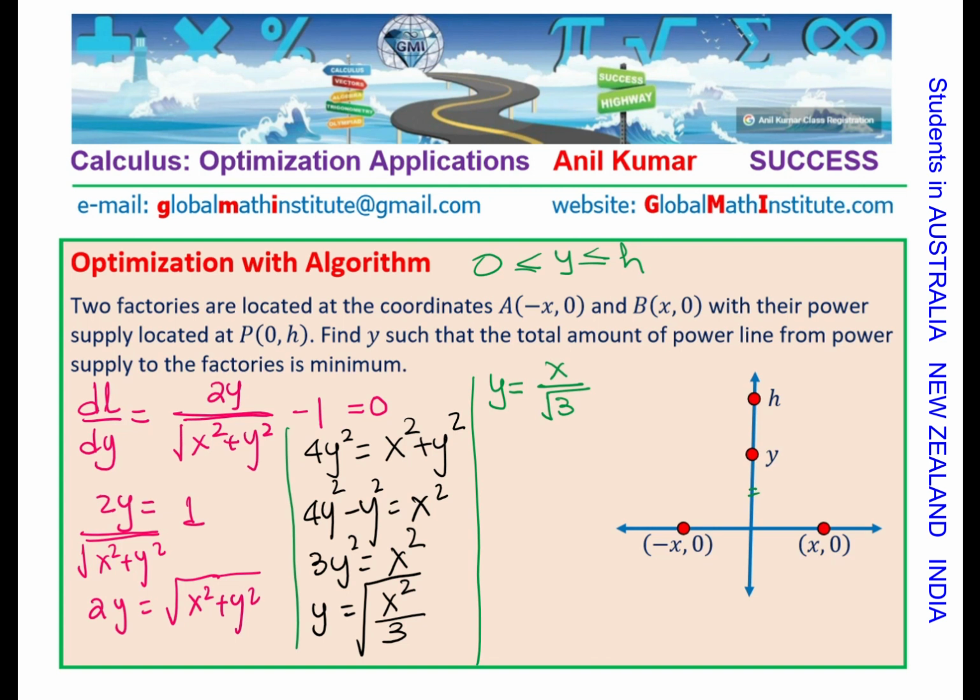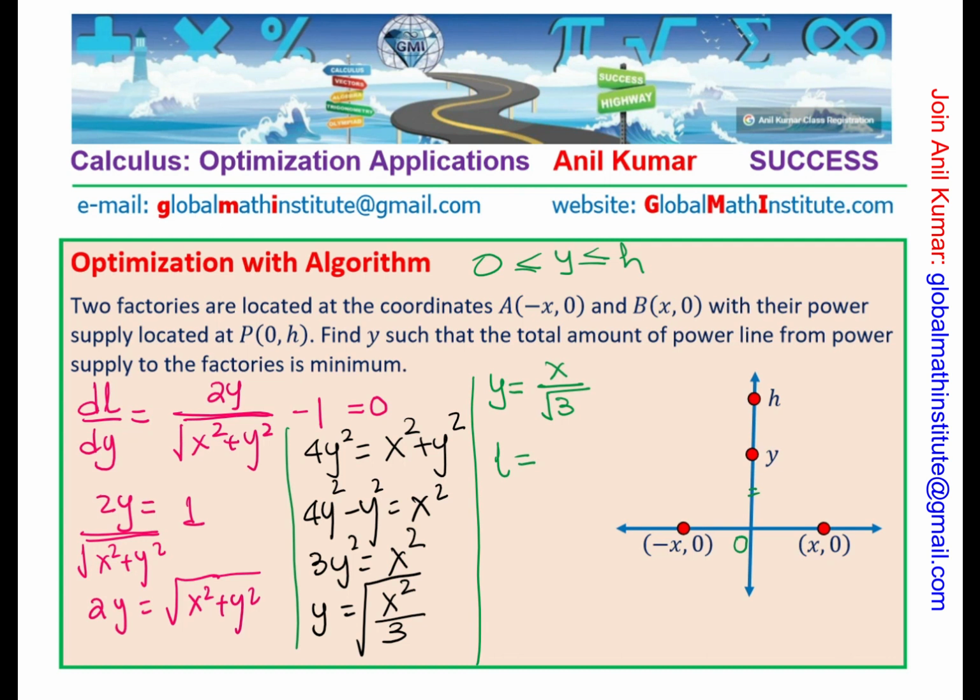So we got that critical number. If x is the length away from origin, in that case, this point is x divided by square root 3, right? So that is how it is. Now we need to prove that this is indeed a minimum, right? So that means now we need to find the value of length.